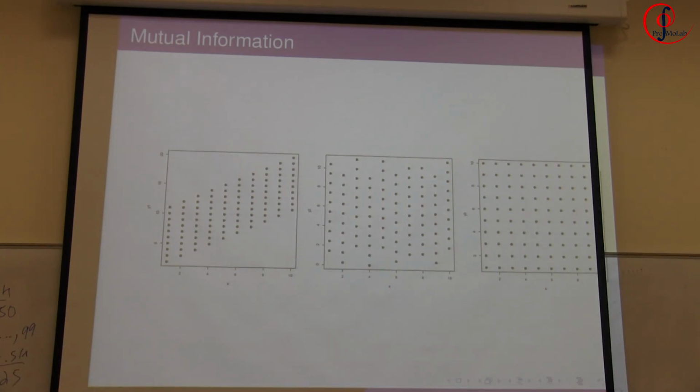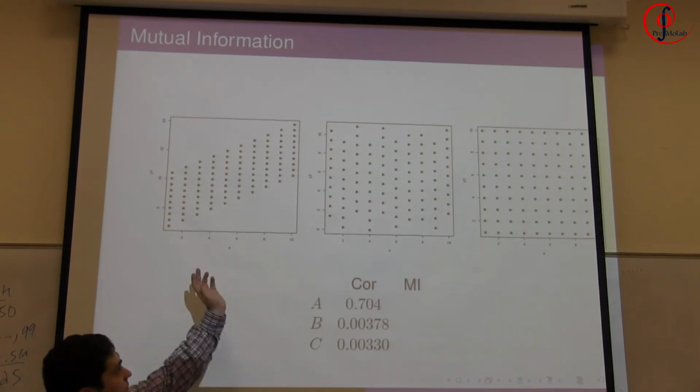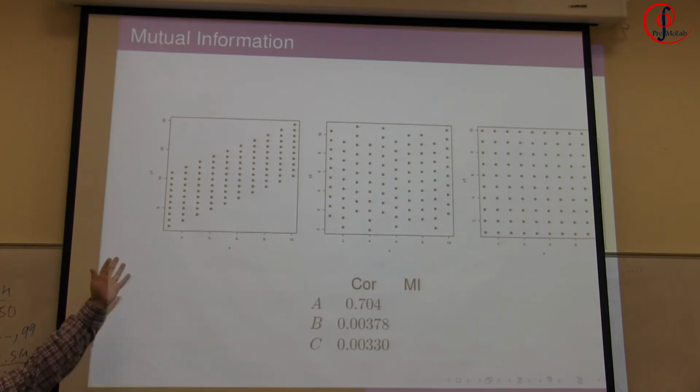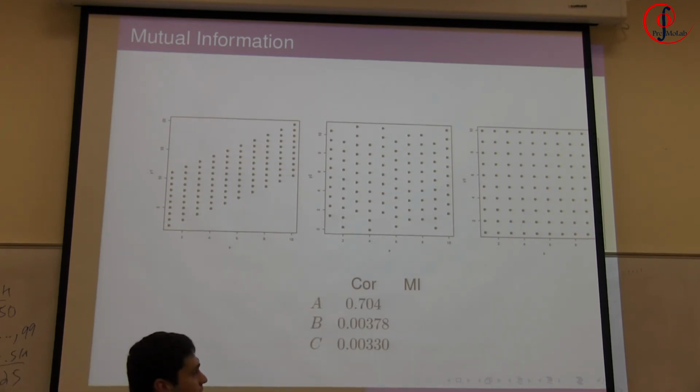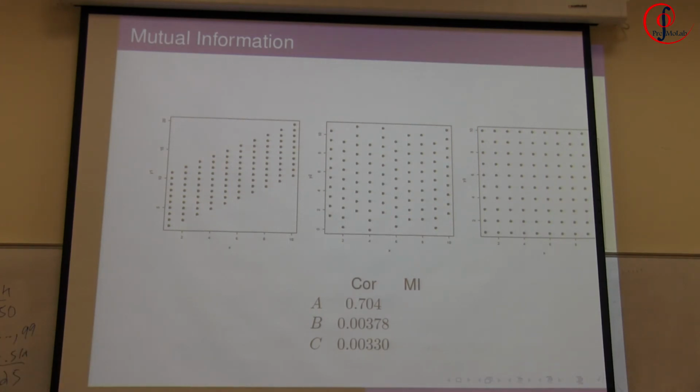But if we looked at just correlation, here's what we would find. These are the estimated correlations for the three pictures. In the first one, it's 0.7, quite large, and it's clear that it should be. But the second and third have a correlation very close to zero and very similar correlations. So if we were just thinking in terms of correlation, we'd say they're probably independent.